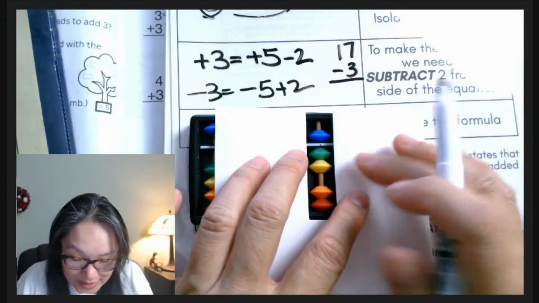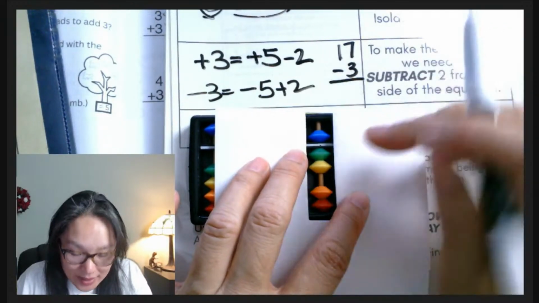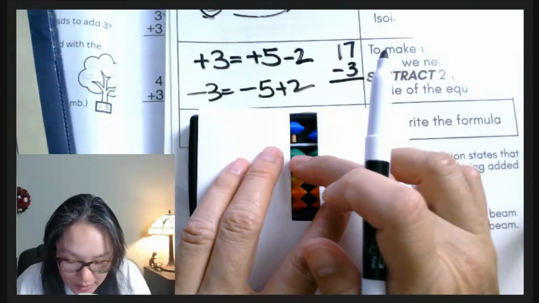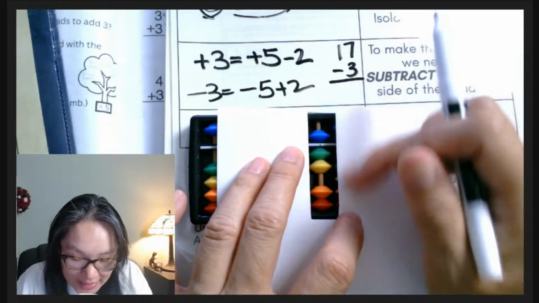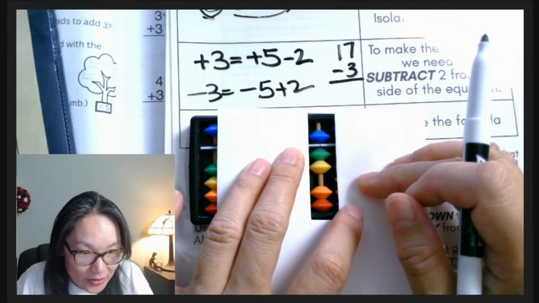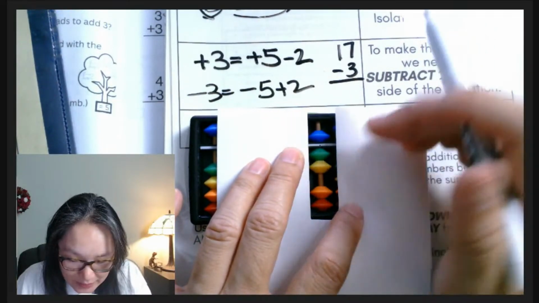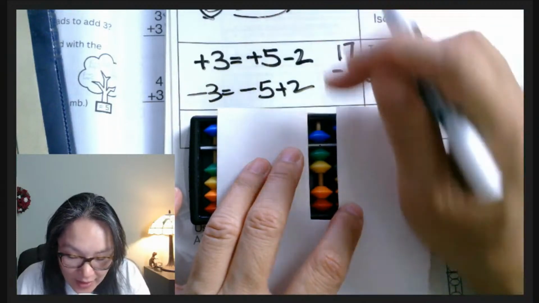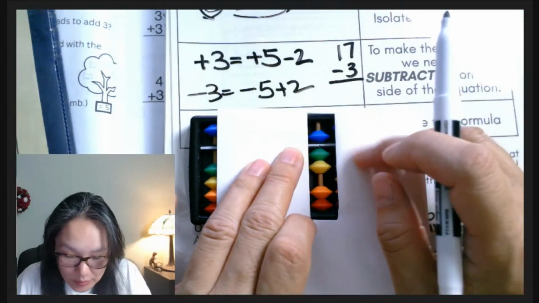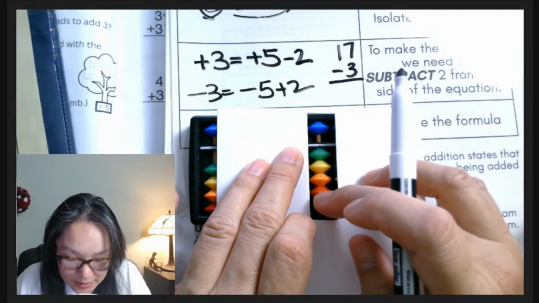So what's going to happen is we need to minus the 3. Don't look at the 1. You look at the 7. So can I take away 3 from the 7? No, I can't take away 3 from the 7. I have to minus the 5 and then plus the 2. So I'm going to minus the 5 and plus the 2.